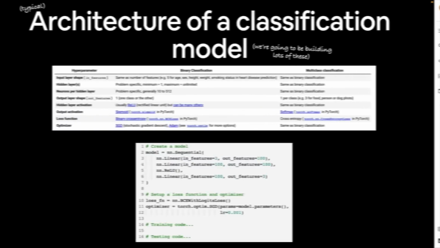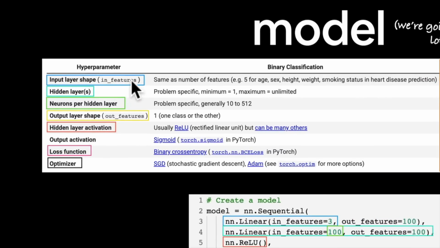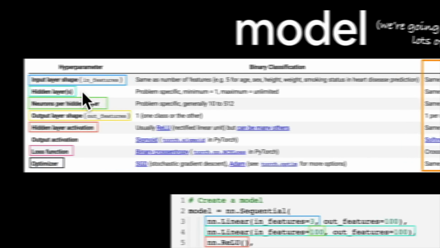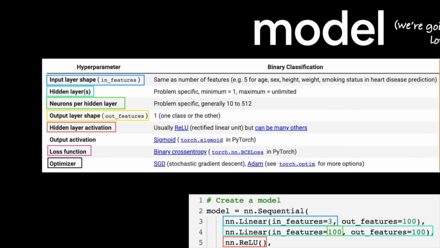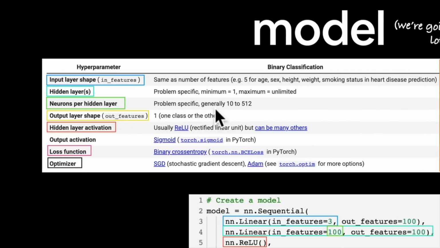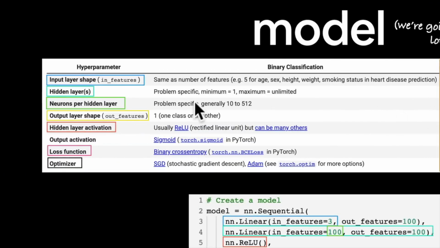And now, before we get into coding a model, for multi-class classification, we've got this. For the input layer shape, we need to define the in features. So how many in features do we have? For the hidden layers, we could set this to whatever we want, but we're going to keep it nice and simple for now. For the number of neurons per hidden layer, again, this could be almost whatever we want, but because we're working with a relatively small data set, we've only got 4 different classes, we've only got 1,000 data points, we'll keep it small as well, but you could change this.